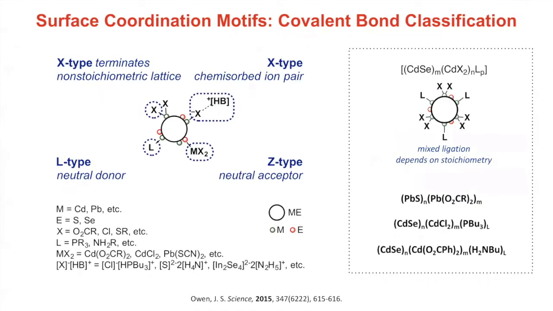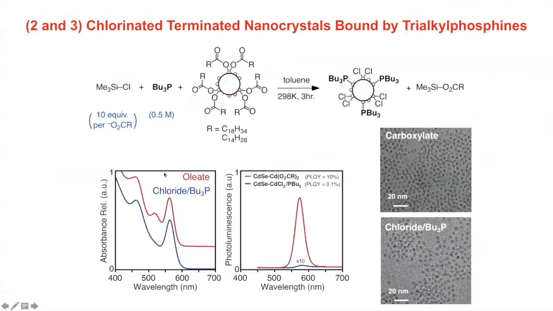All right, so we're going to just shift gears now. That was about Z-type and X-type ligand exchange. Let's talk for a moment about these neutral donors and this steric effect. And I'm going to first mention the preparation of a material that we'll discuss, starting again from these carboxylate terminated particles.